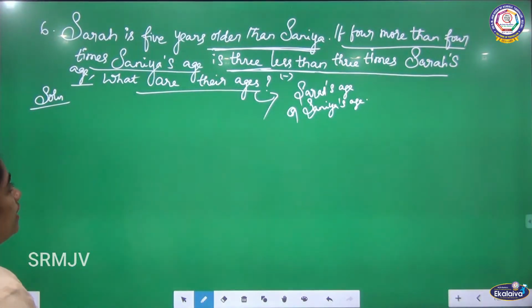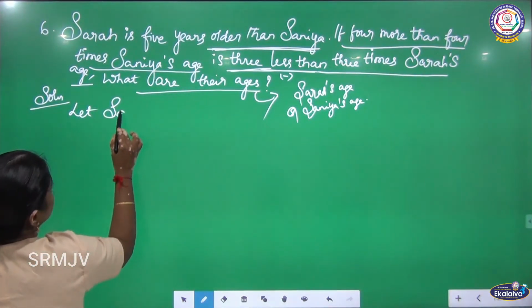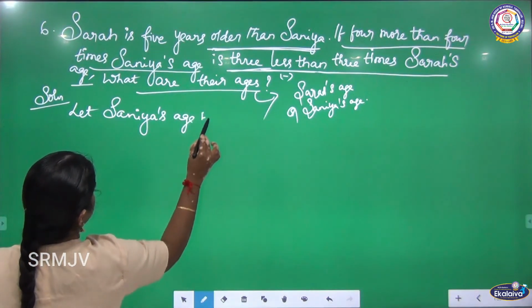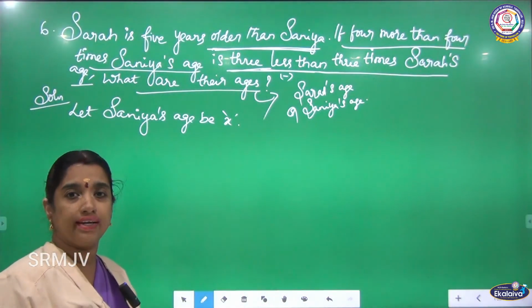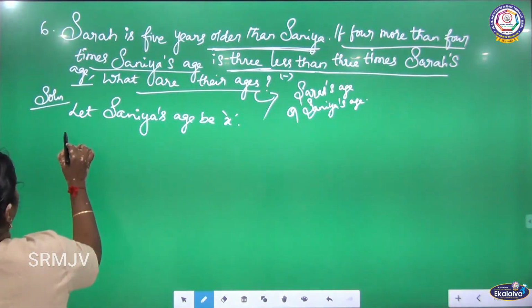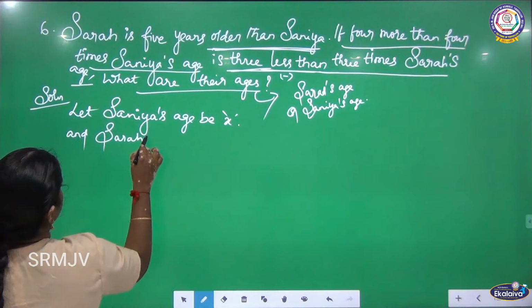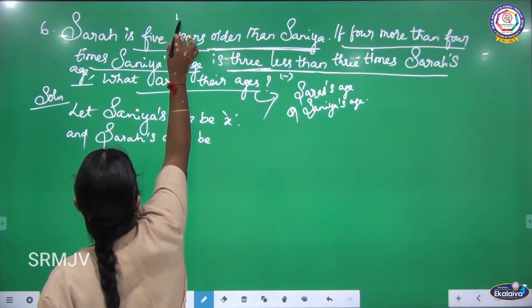I am going to assume that, let Sania's age be x. Okay. Because Sarah is 5 years older than Sania. Okay. So Sania's age I don't know, so for that I have written Sania's age to be what? x. Next, and Sarah's age be 5 years older.